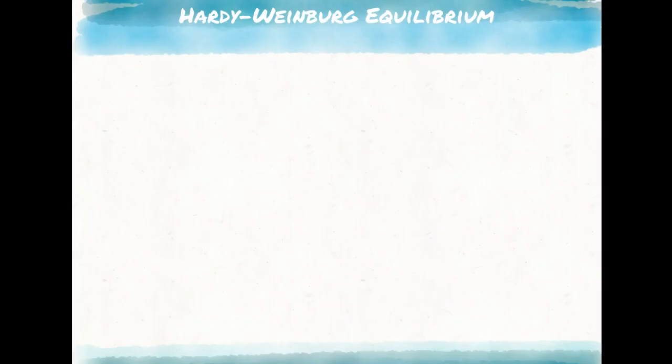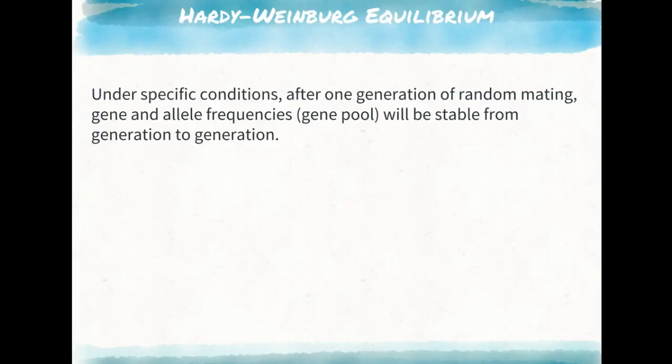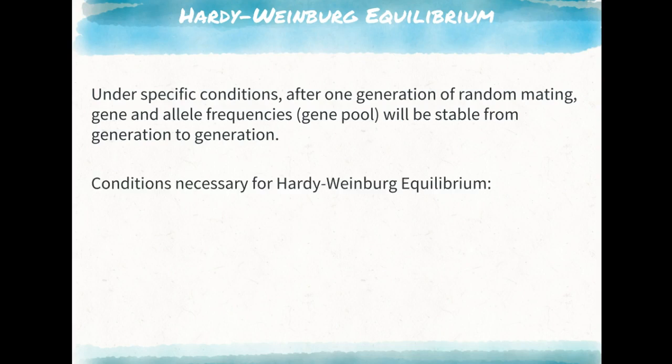So the Hardy-Weinberg equilibrium is basically when, from generation to generation, the allele and the gene frequencies stay the same. So the numbers that we're going to be finding are the exact same every single generation, which means that the population isn't changing. In order for us to have the Hardy-Weinberg equilibrium, we have 5 things that you need to know.